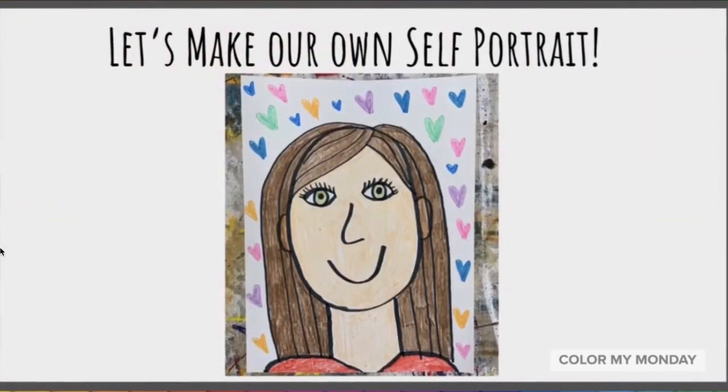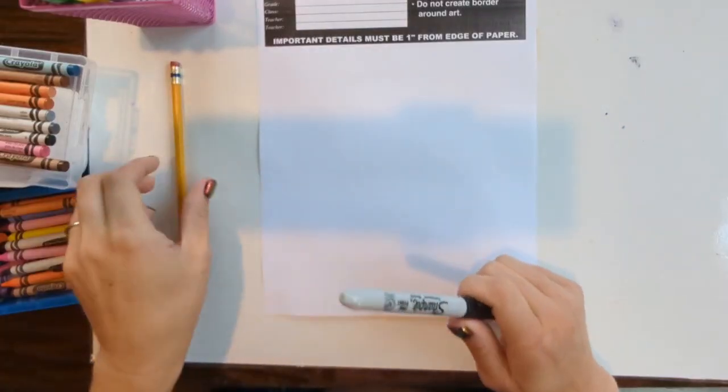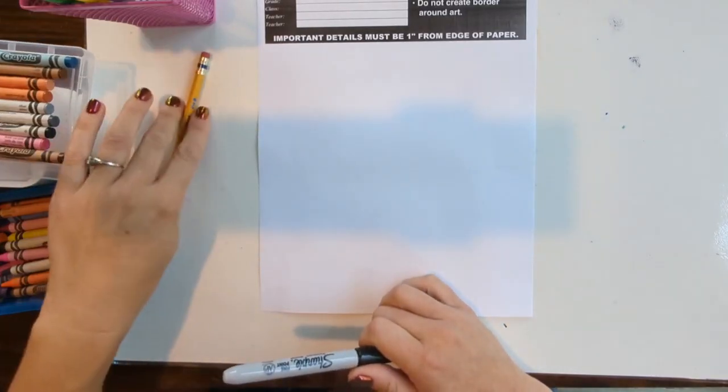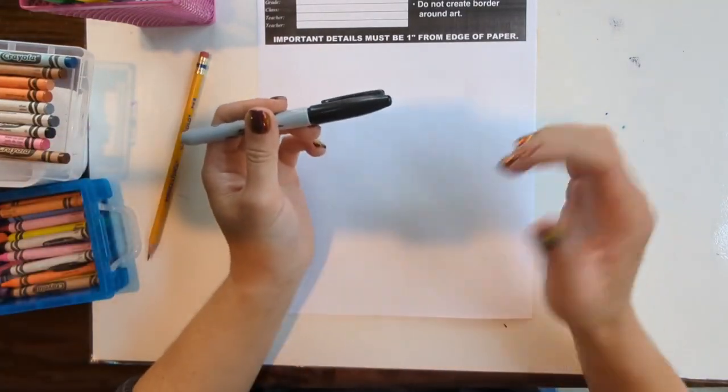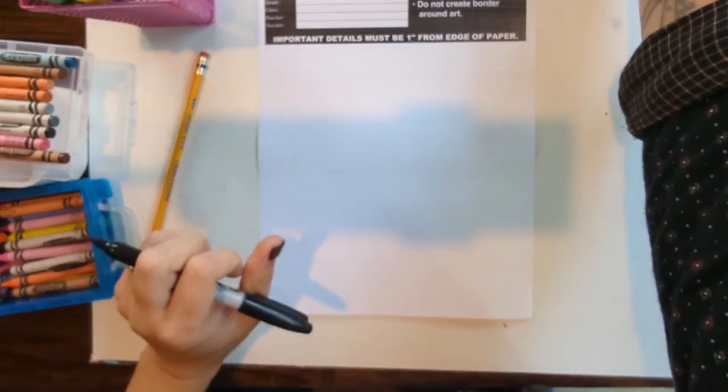We're going to make our own self-portrait today. You'll see that I'm using a Sharpie, but I'd like you to use a pencil so that if you make any mistakes, you can erase. But I'm using a Sharpie so that you can see my work more clearly on this recording.